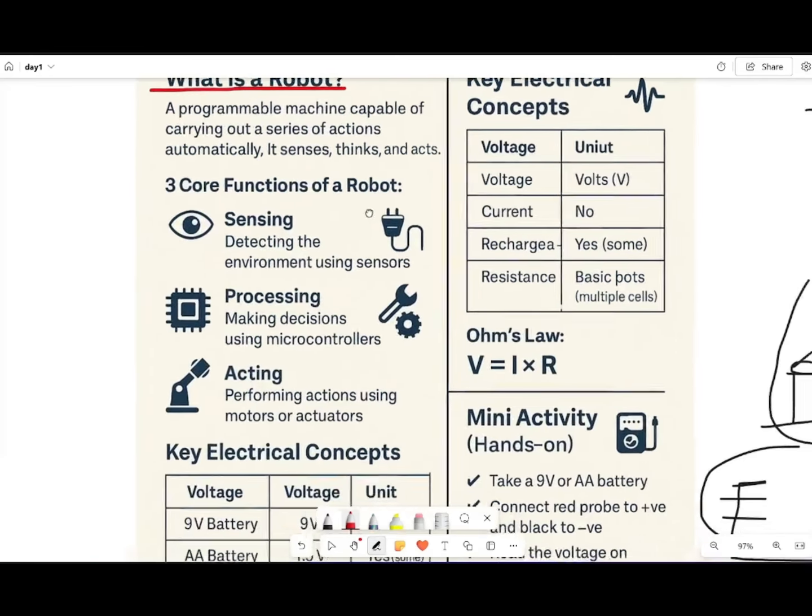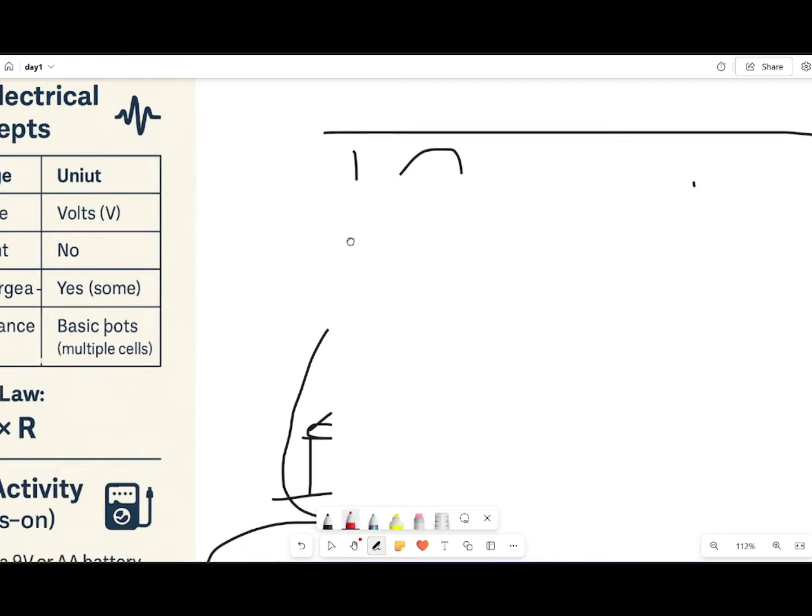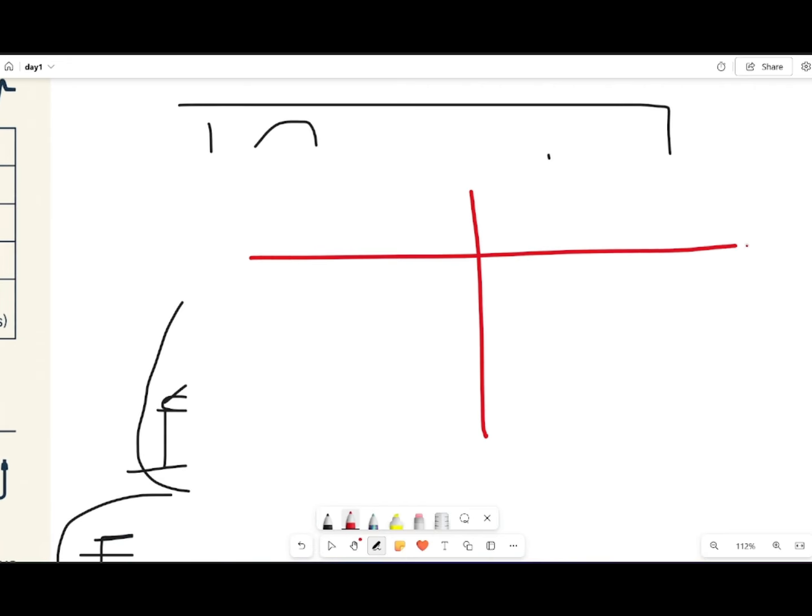If we talk about the functions of a robot, there are three core functions. The first one is sensing. Let's compare a robot with a human body. In our human body there are a lot of body parts, and that many parts we also have in our robots.